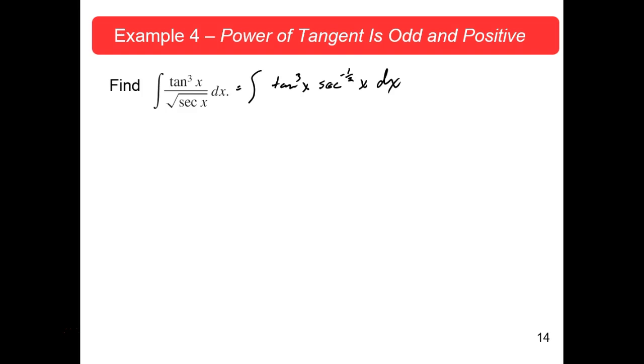Now, what do you do with that? Which way do you think you're going to wind up going with this? Okay, pull out a tangent. So this is going to be the integral. I'm going to put it over here. Tangent x. That left you a tangent squared x here, right?